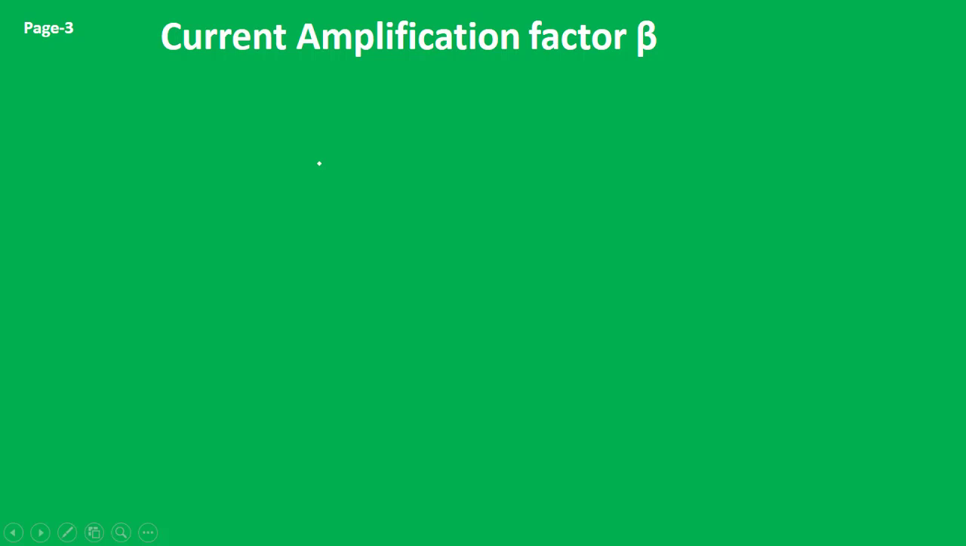Now the current amplification factor of CE mode. Here our input current we have seen is IB and output current is IC. So the current amplification factor, which is given as beta, is nothing but the change in the output current, that is IC, with respect to the change in the input current, that is IB, where our VCE is kept constant. So this is called the current amplification factor of the common emitter mode.